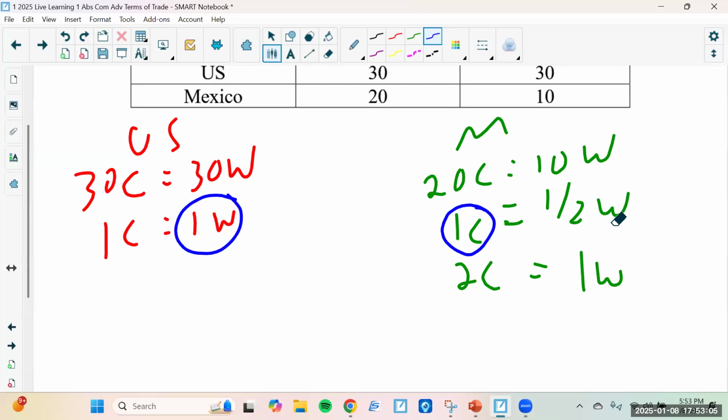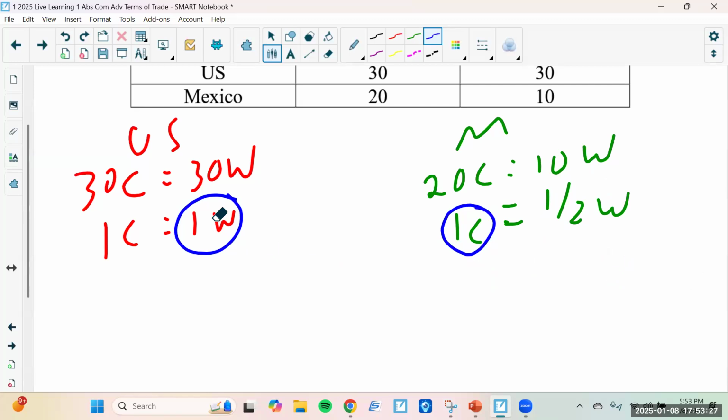Mexico wants more than half a wheat. Let me erase this down here because it gets confusing. They want more than half a wheat, because if the United States offers them just a fourth of a wheat, then they can do it on their own for half a wheat. So they're not going to do it. The United States is giving away wheat.